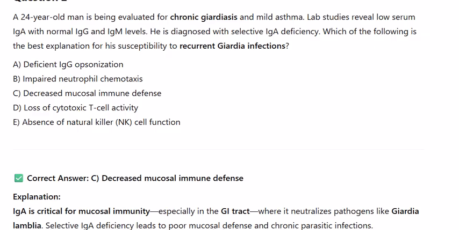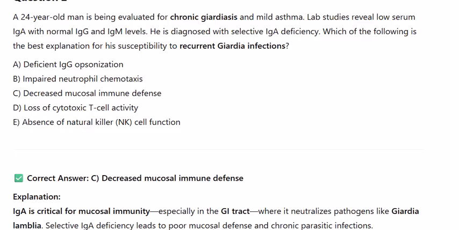A. Deficient IgG opsonization. B. Impaired neutrophil chemotaxis. C. Decreased mucosal immune defense. D. Loss of cytotoxic T cell activity. E. Absence of natural killer (NK) cell function. Correct answer C. Decreased mucosal immune defense.